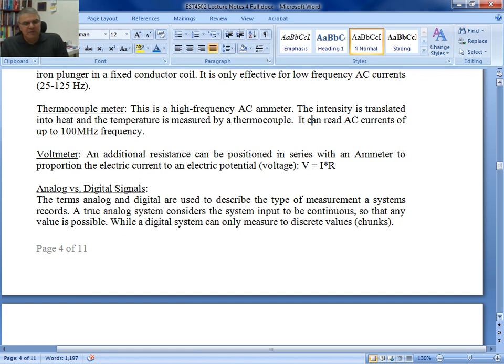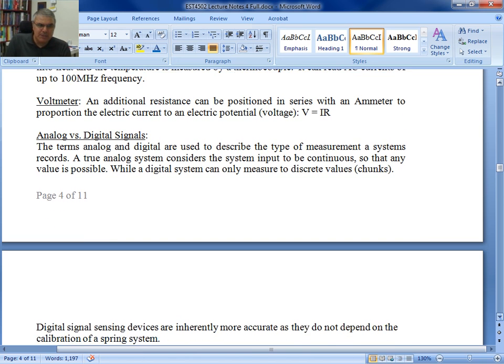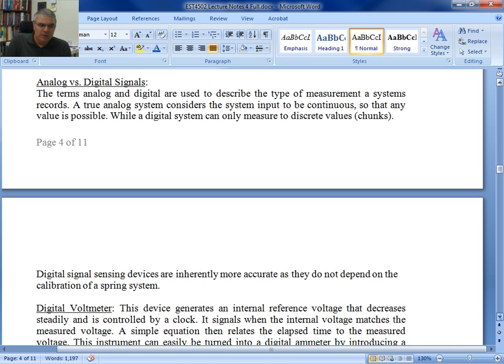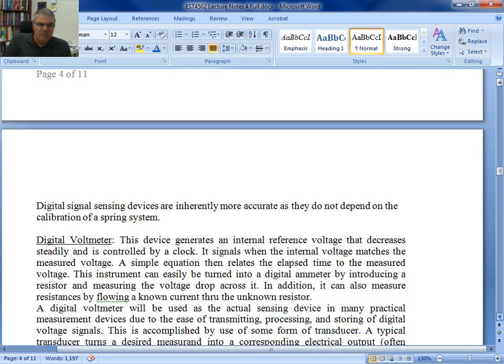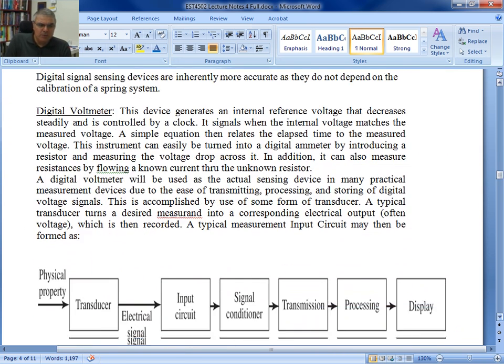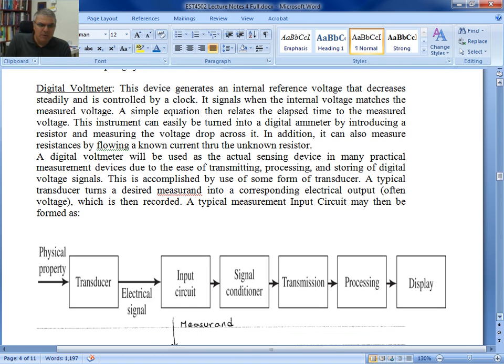Then there's a voltmeter. You probably used that many times. It's a typical device that we measure with. V is IR. An additional resistance can be positioned in series with an ammeter to proportion the electric current to an electric potential. The analog versus digital signals are also stated here. Again, you can read much of this on your own. Really no magic to them.